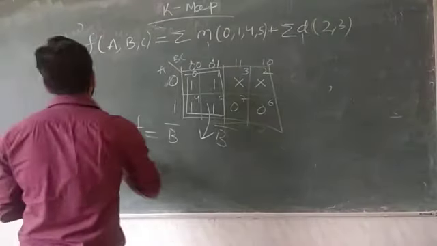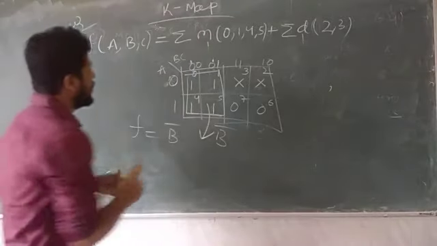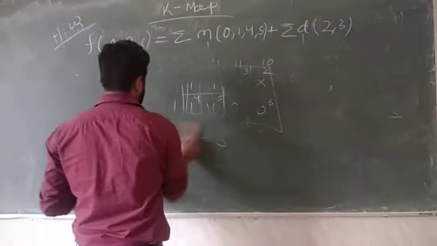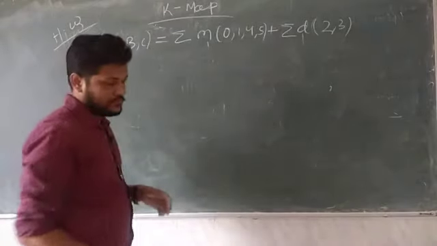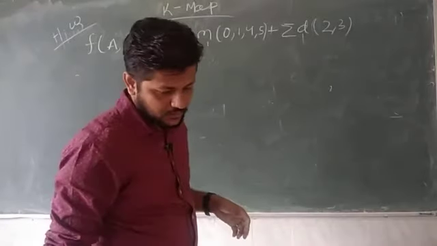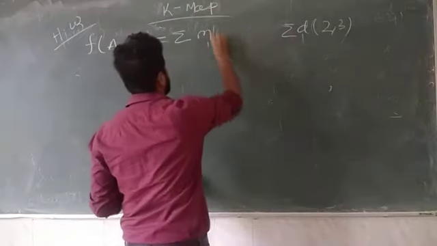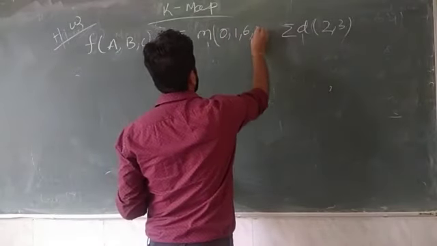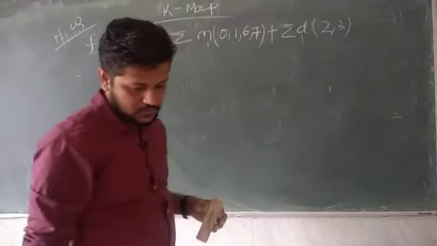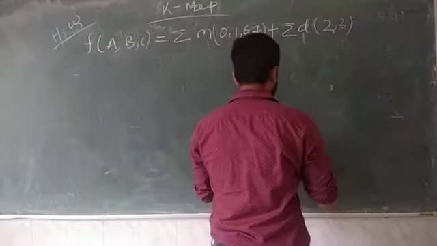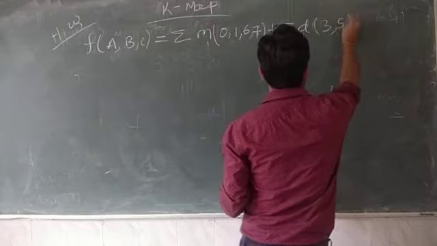So minimize, this is a homework question for you. F(A,B,C) is equal to summation of 0, 1, 6, 7 plus don't care of 3 and 5. This can be 3 and 5.